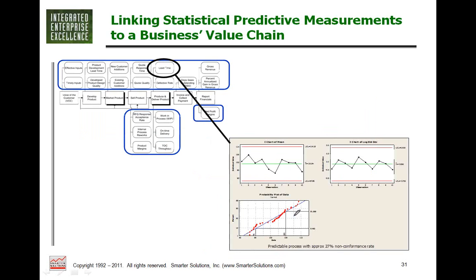So now the question is, how do you link your metrics within this overall value chain? The idea is you can create your processes here where you can click on these various procedures. Put my pointer over here.